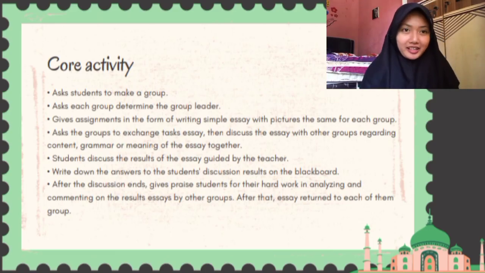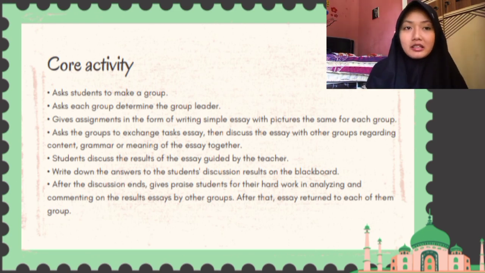Next is core activities. The first thing the teacher does is ask students to form 6 groups, each consisting of 6 people. The second is the teacher asks each group to determine the group leader. The chairman of this group is tasked with leading group members and writing the opinions submitted by each member related to the picture. The third is the teacher gives an assignment in the form of writing a simple essay with the same picture for each group. Each student must participate in writing the essay. Previously, the storyline and title had to be agreed upon by each student per group.